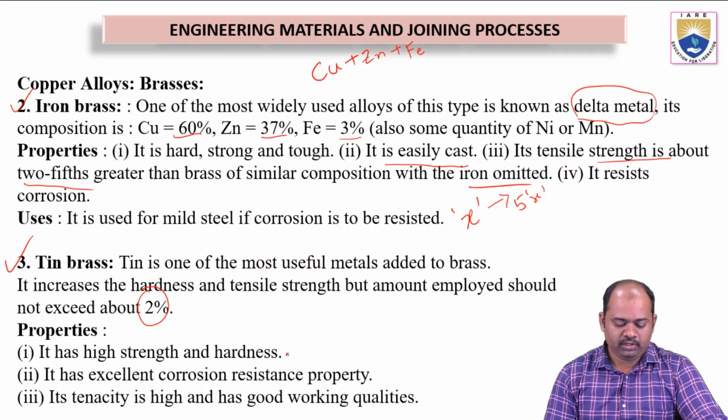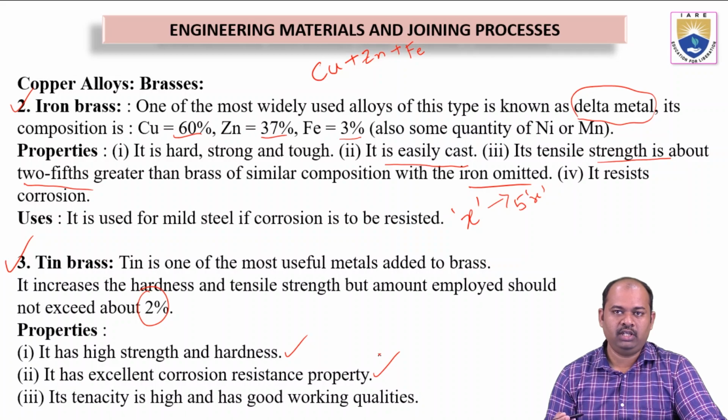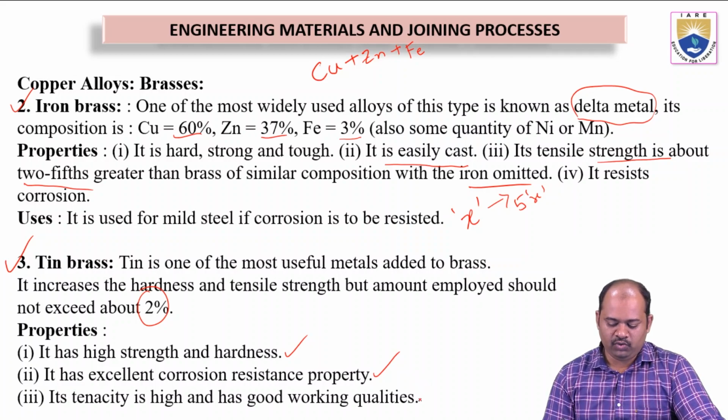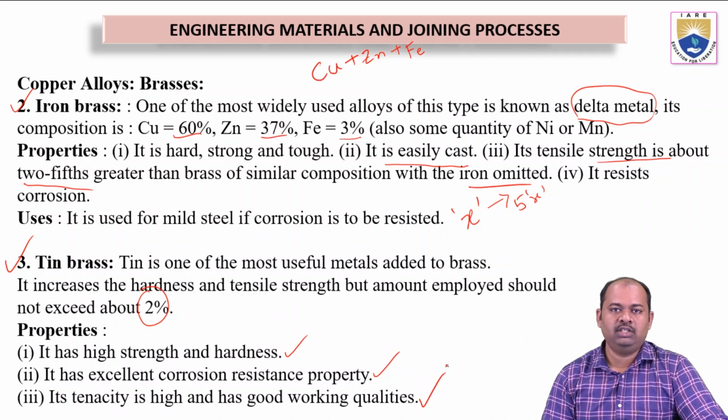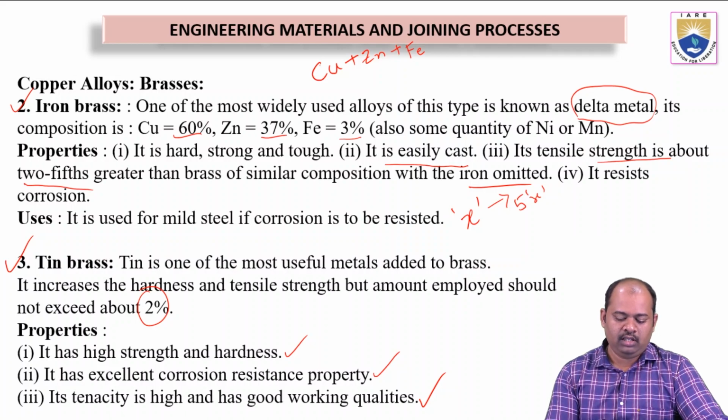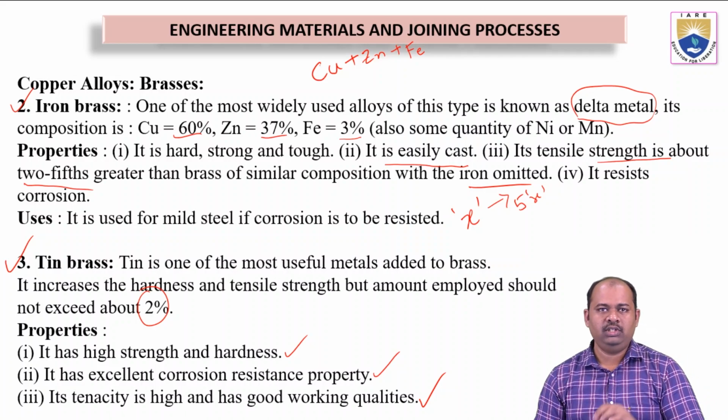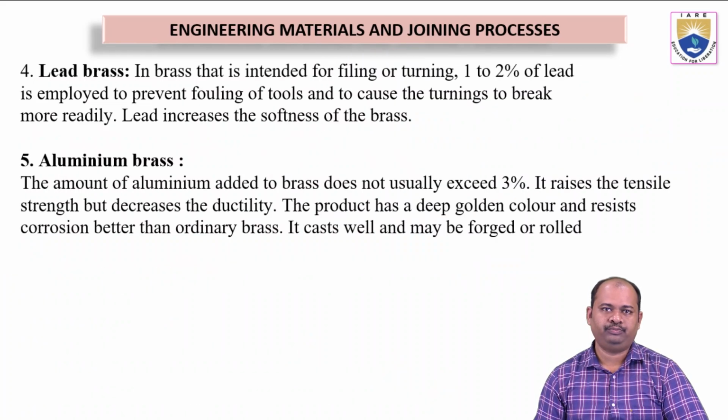And then the properties of this tin brass: it has high strength and hardness compared to normal copper. It has excellent corrosion resistance. This is the first thing for which we are making alloys of copper, and its tenacity is high and it has good working qualities. So this is a very good workable condition. It has good tensile strength and good resistance, and it has high strength and hardness. So these are the good properties that we obtain by adding tin to copper.